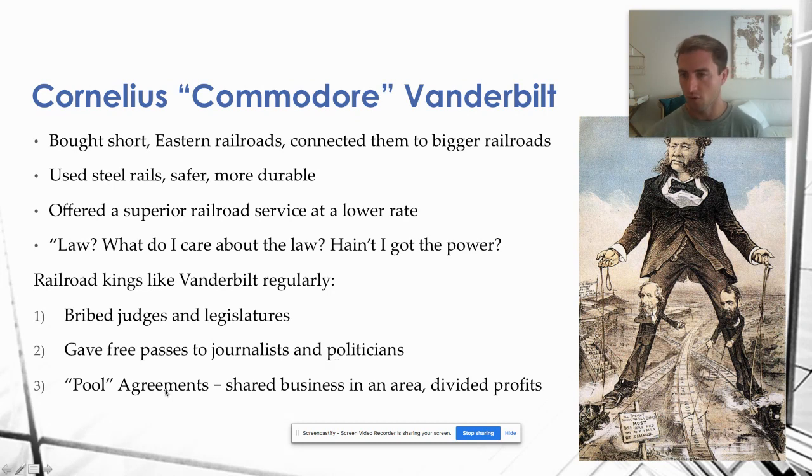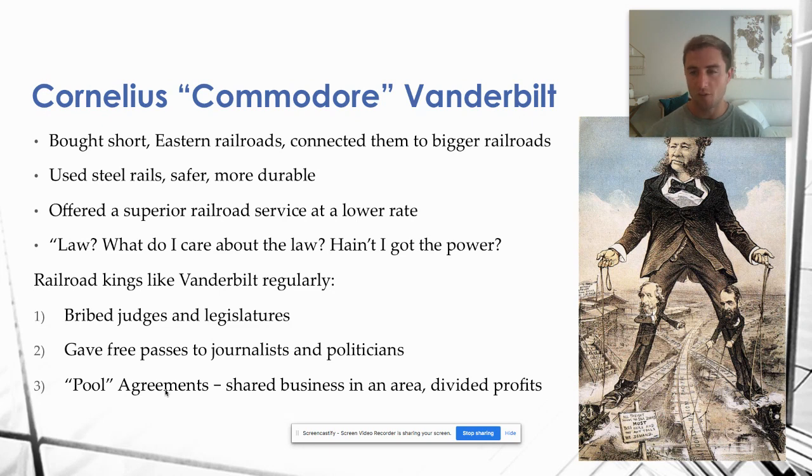And what a pool agreement is: let's say Vanderbilt owns several lines in the New York area, and then Daniel Belzberg owns two or three other lines in the New York area. Vanderbilt and Belzberg will work together. They'll set their prices high at the exact same rate and say, okay, you can take either lines you want, but whatever lines they take, Vanderbilt and Belzberg will split up their profits evenly. And so they're going to work together to work money out of the public.